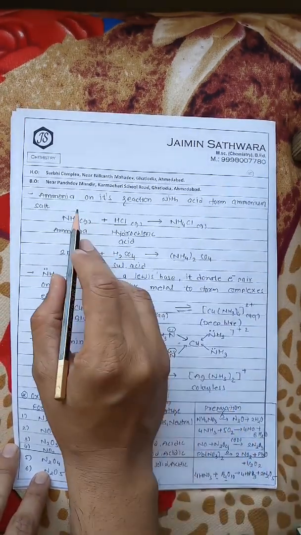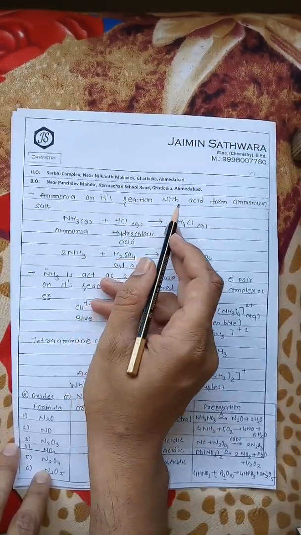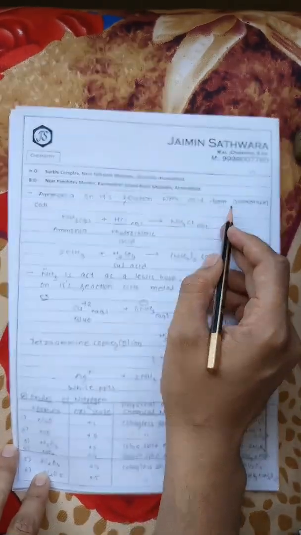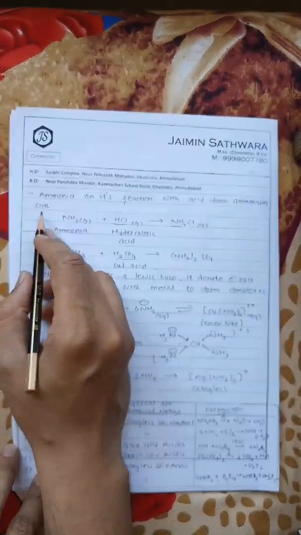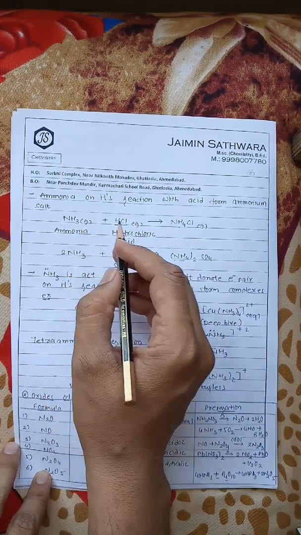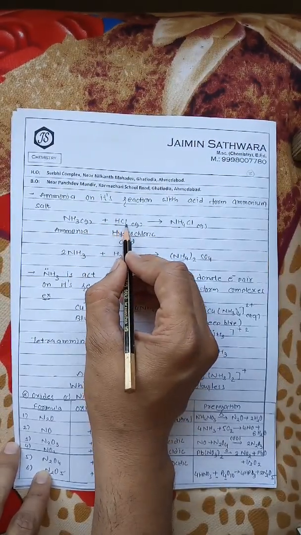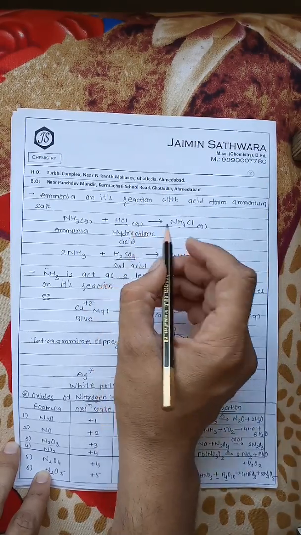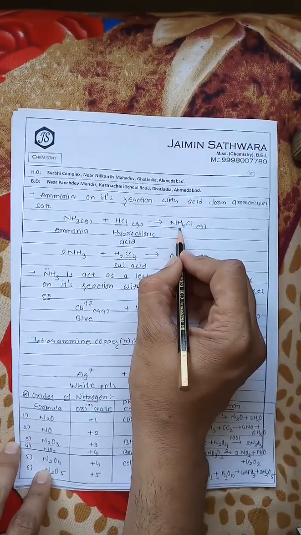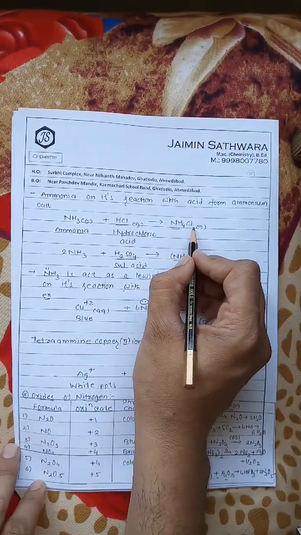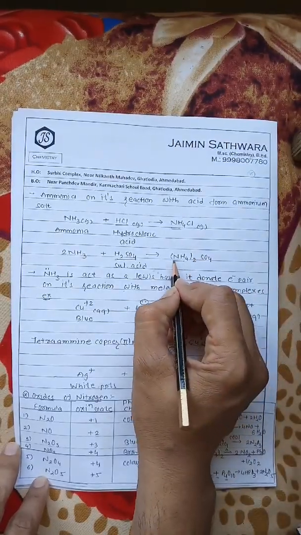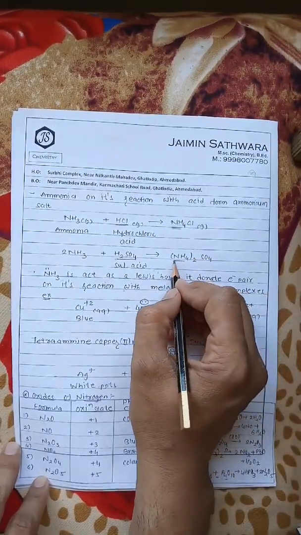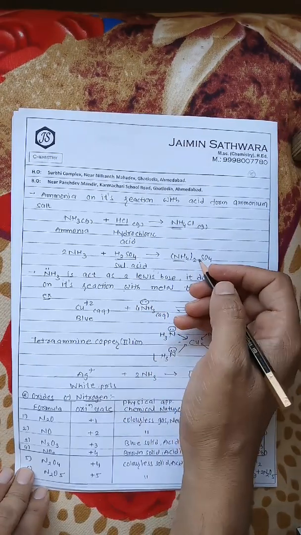Second point, ammonia on its reaction with an acid forms an ammonium salt. Like ammonia on its reaction with acids like HCl and H2SO4 forms ammonium salts: NH4Cl is called ammonium chloride and (NH4)2SO4 is called ammonium sulfate.